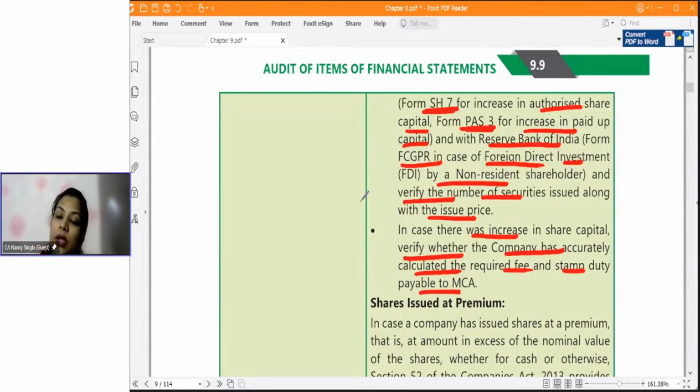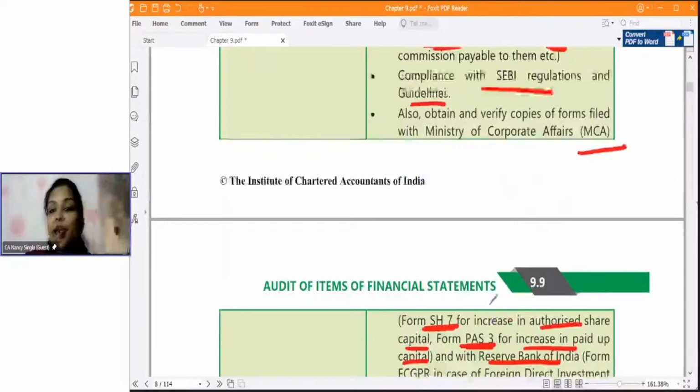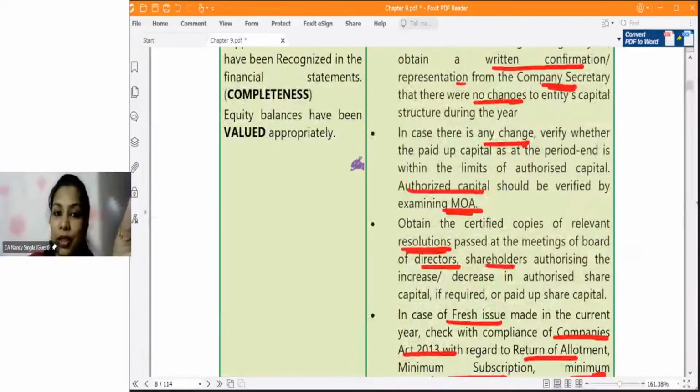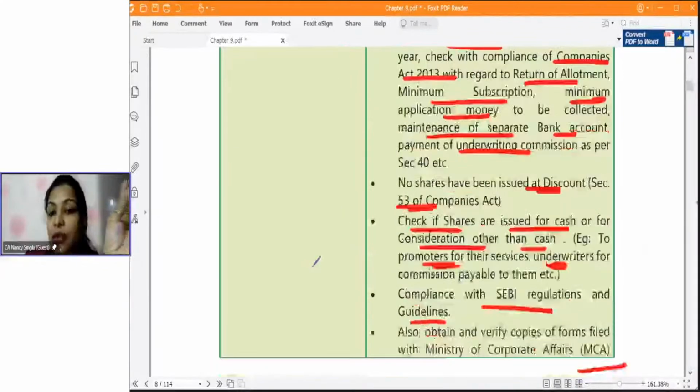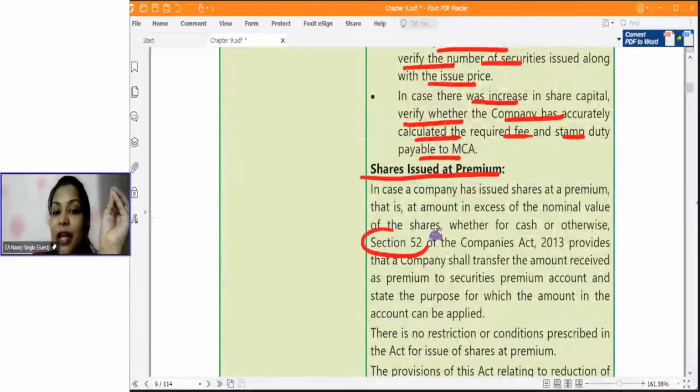Then you may get a question that you are conducting the audit of A Limited. During the year, you found that there has been an issue of capital at premium. What audit procedures are you as an auditor going to perform in order to verify such issue of shares at a premium? Now, students, just writing this will not work. You will have to write about the specific provisions contained in the Companies Act 2013.